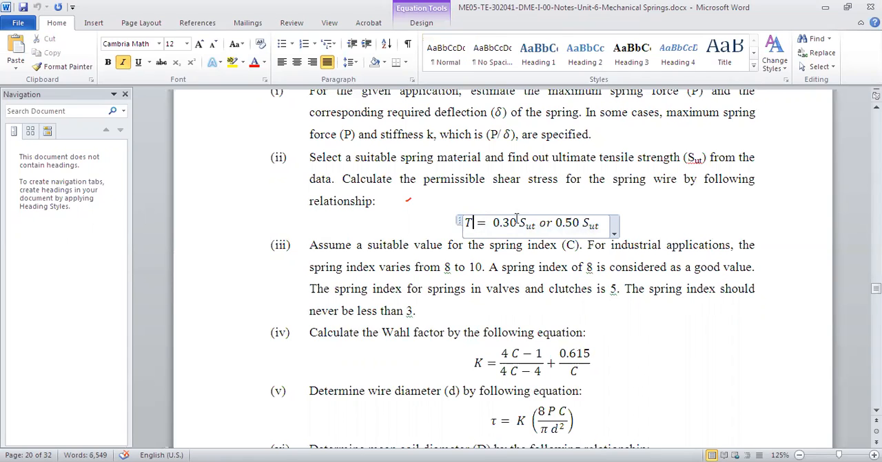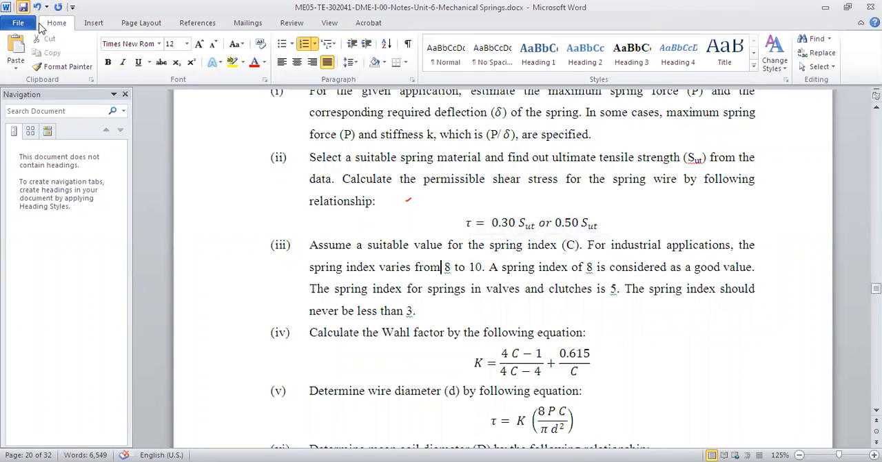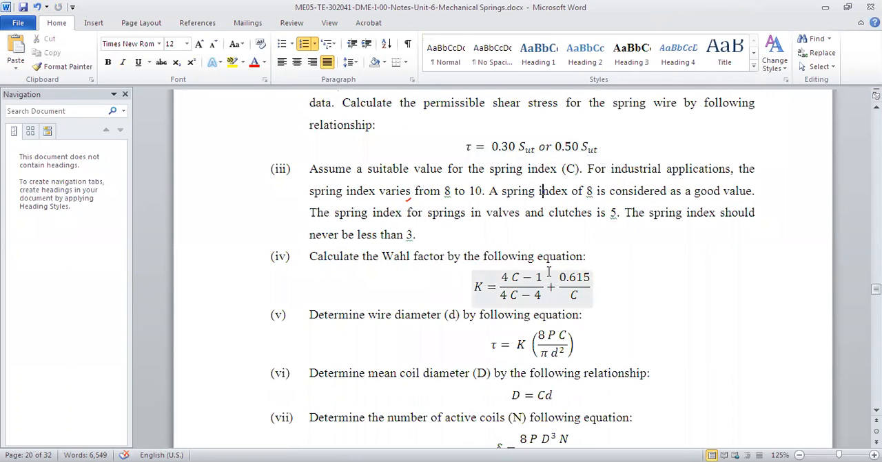This should be actually tau. Let me correct it. It is not T, T is torque. This should be tau. Allowable shear stress is 0.3 to 0.5 of SUT. Now, once we know that, the next thing is to come up with a spring index. We know that the best spring index is between 8 to 10. So generally, we'll take 8 as the spring index, or 9 or 10, depending on your application. It should not be less than 3. For valves and clutches, spring index is taken as 5, right? It should not be less than 3 and more than 50.